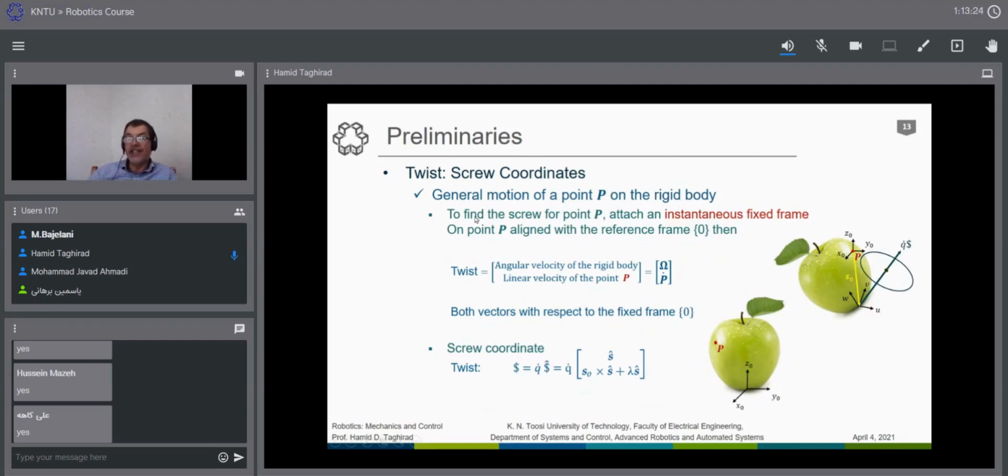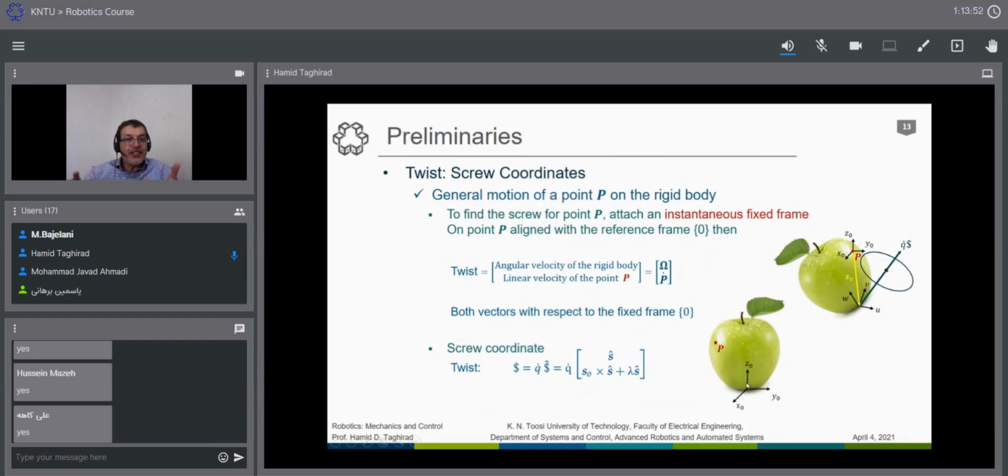It is very simple to do that. If you want to use the screw coordinate, just consider an auxiliary or an instantaneous fixed frame on the point of interest. Your point of interest is P. You want to find the velocity of P. Put an instantaneous fixed frame. What does a fixed frame mean?